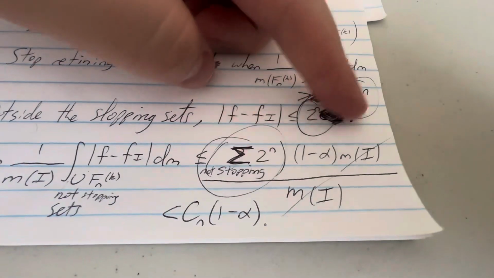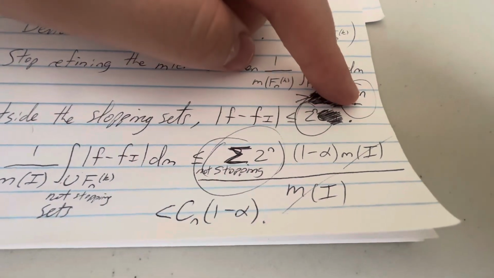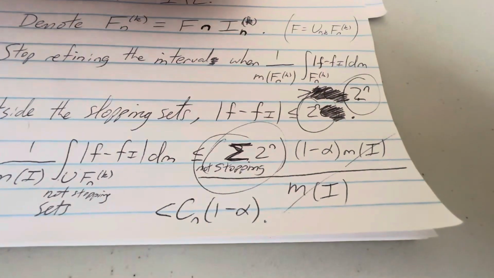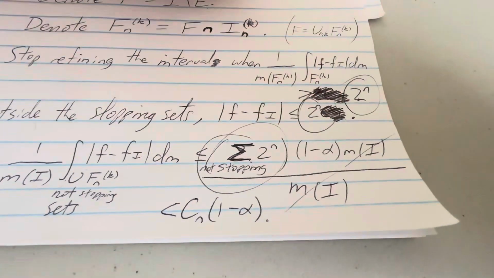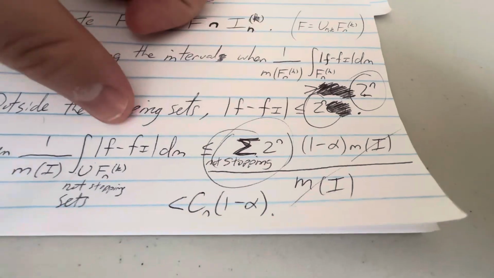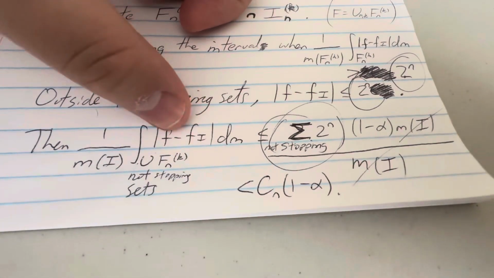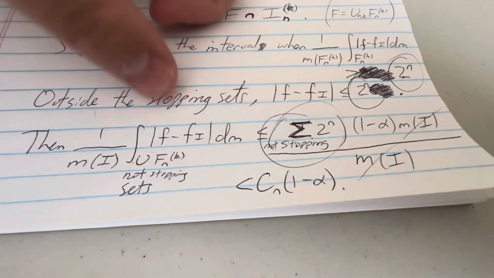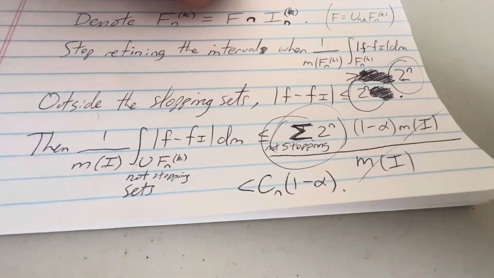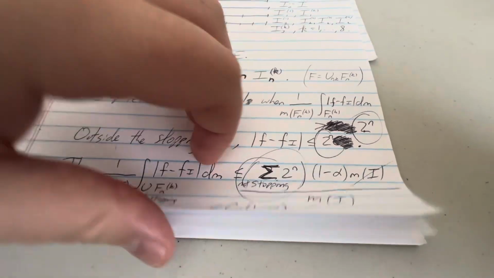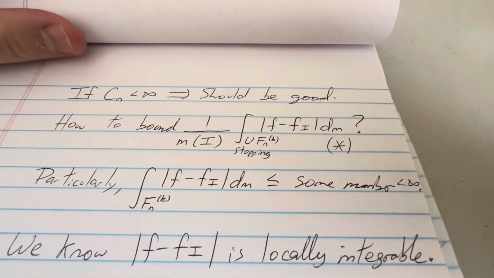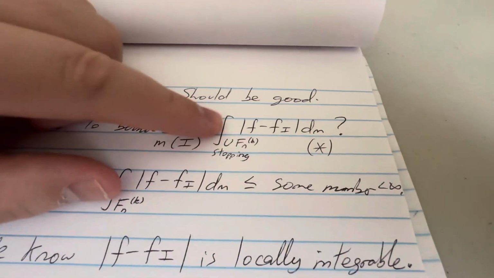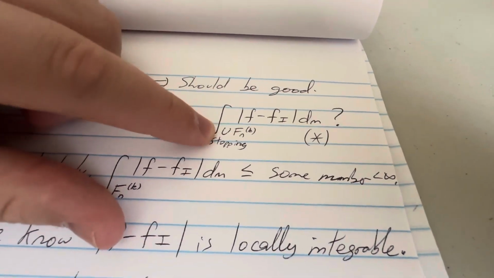I don't really know how to choose this constant that shows up here very well, because I really want to get rid of anything dependent upon I over here so that I can get a bound for this expression over the not stopping sets. And then comes the issue of how to get a bound for this expression over the stopping sets.